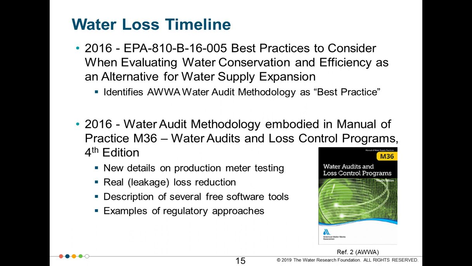2016, the 4th edition M36 comes out, and a lot of good detailed information in the 4th edition dealing with production meter testing. We know that the delivery amount is extremely important. If the amount of water delivered into the system is incorrect, all our other data is incorrect. Various descriptions of the software tools and some more examples on the regulatory environment.